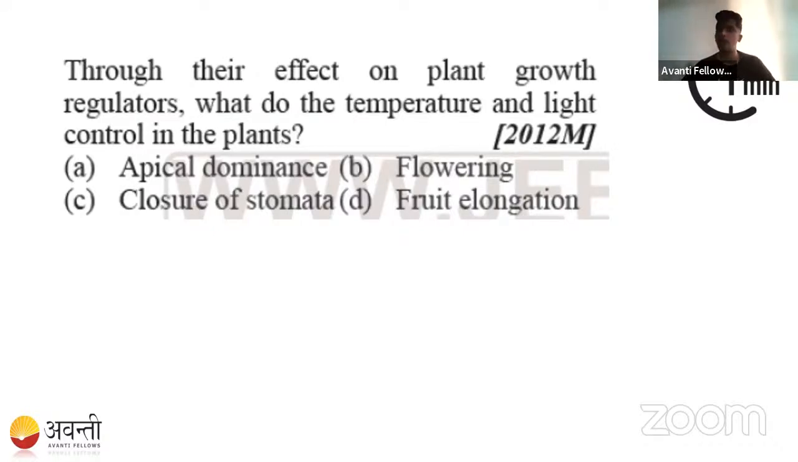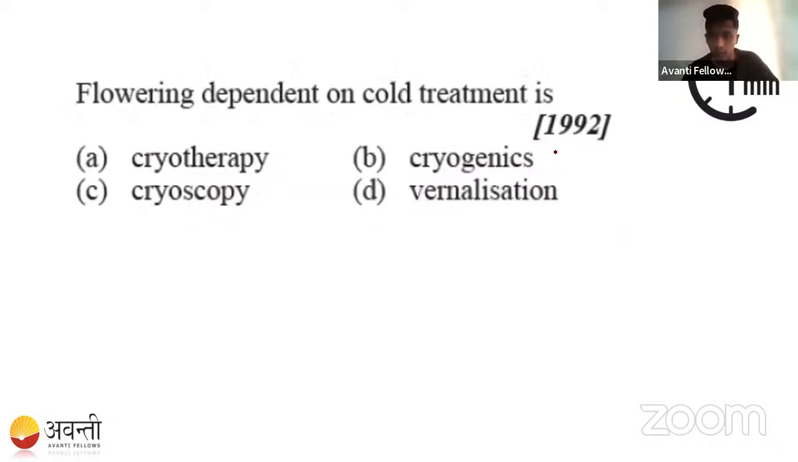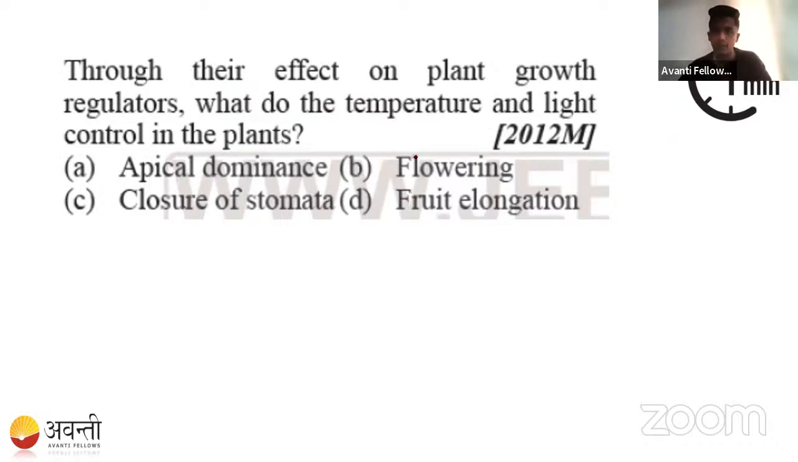Okay. So if your answer is flowering, then you're right. Why? Because one of the major influences of temperature, as well as light, is photoperiodism. Whenever we have photoperiodism, it influences completely whether the plants will produce flowers or not. So photoperiodism principally influences flowering.